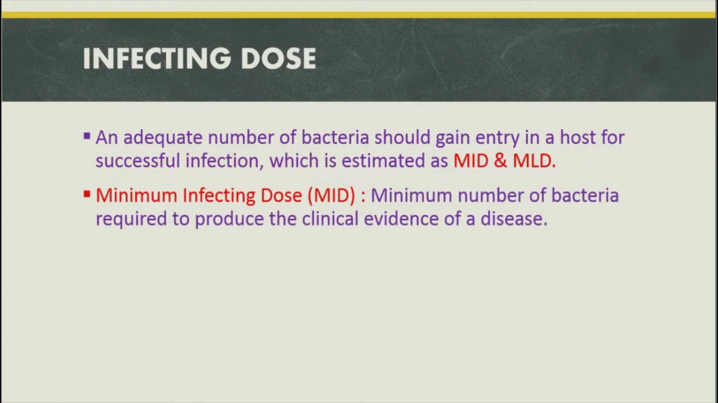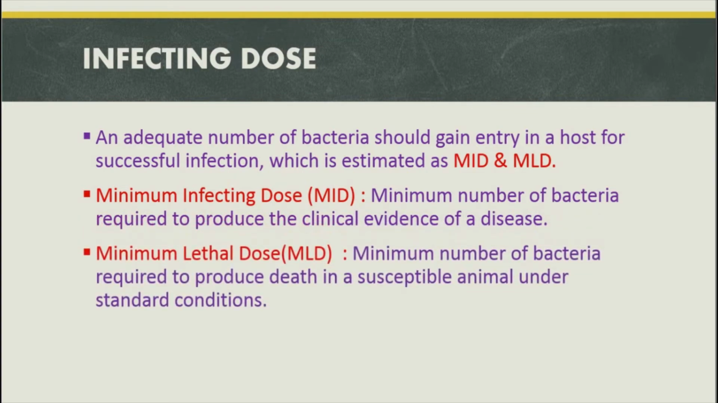Let us see these two terms. First, the minimum infecting dose, that is MID. It is the minimum number of bacteria required to produce clinical evidence of a disease. While the minimum lethal dose, that is MLD, is the minimum number of bacteria required to produce death in a susceptible animal under standard conditions. So, you must understand these two terms clearly. MID means only the infecting dose able to produce clinical evidence of the disease, while lethal means to produce death in the susceptible experimental animal under standard conditions.